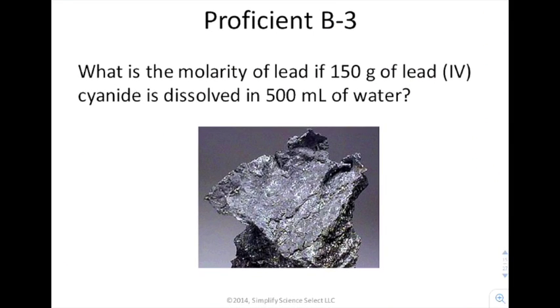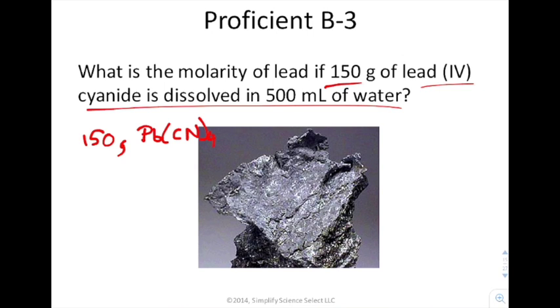It says, what is the molarity of lead if 150 grams of lead is dissolved in 500 mL of water? Okay, as long as you can remember what lead is, then we should be able to get that moving forward. So you have 150 grams of lead(IV), which is going to be Pb, and then you have cyanide, and there's going to be 4 cyanides to balance out the lead. So you have 150 grams of that. You are originally in 500 mL of water, so we'll call it 0.5 liters. And at that point, you would say 1 mole, and then 311.27 grams is what you have for lead cyanide.